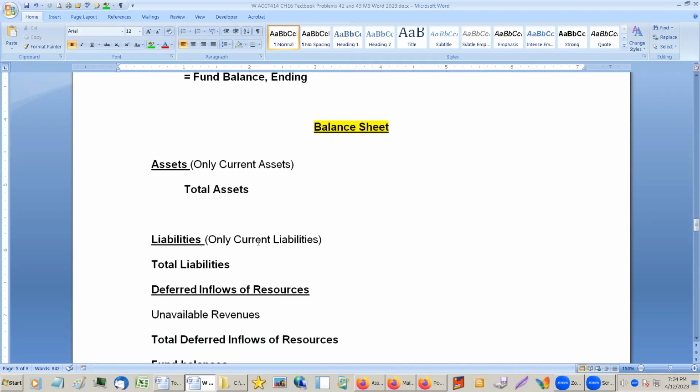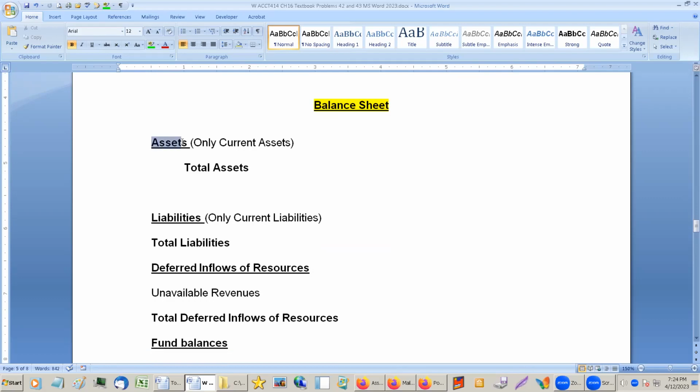Okay, coming down here to the balance sheet. So we have our assets, like you would expect, but they're only current assets. We don't have any long-term assets. We don't have buildings, equipment, land, streets, bridges, don't have any of that. There's only current assets. There's basically going to be cash, receivables, and maybe some inventory.